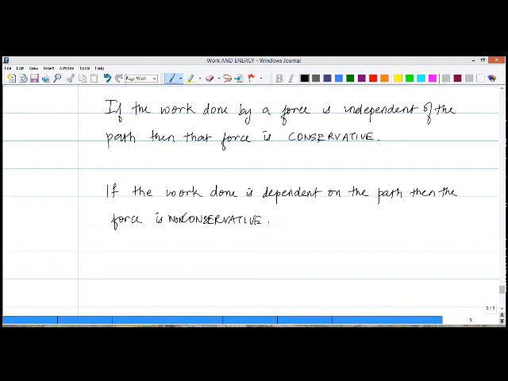Okay, so once again, if the work done by a force is independent of the path, then that force is conservative. If the work done is dependent on the path, then the force is non-conservative. Okay, so in the next video, we'll check whether gravity is a conservative force or not.